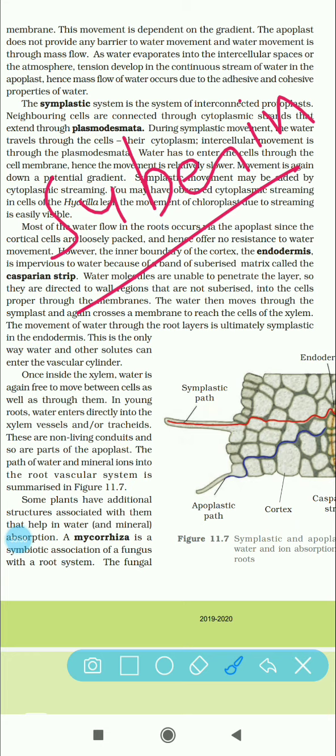So over from that region water molecules cannot penetrate the layer, because the walls have suberin deposition. So then it will go through the Symplast. Whatever apoplast movement occurs till the endodermis, the next phase, the movement at the Casparian strips or after the endodermis, will be through the Symplast, because this suberin deposition will not allow the movement of water through the cell wall. Then it will move through the Symplast, and ultimately it will reach the xylem.